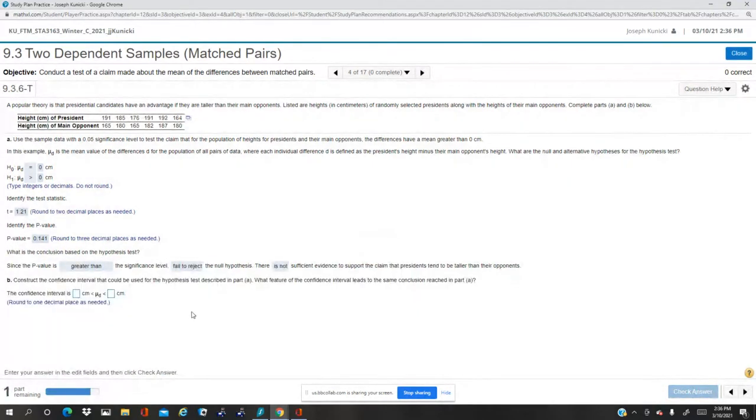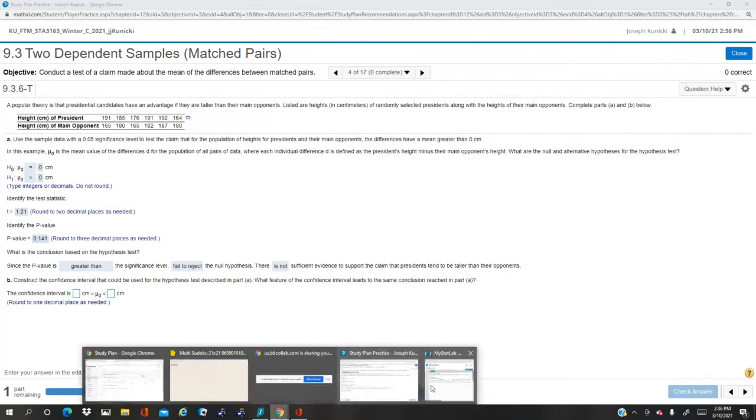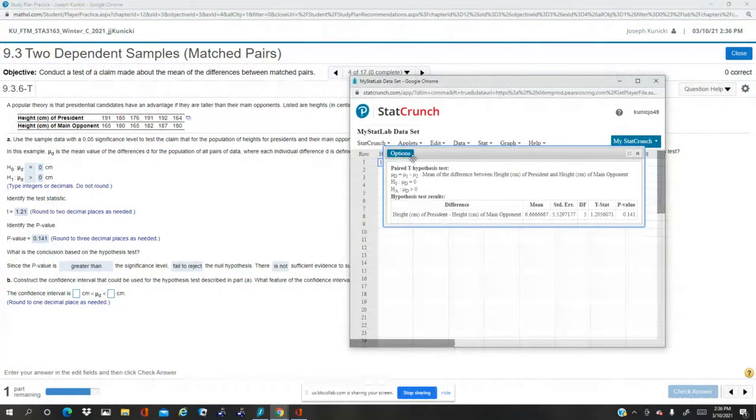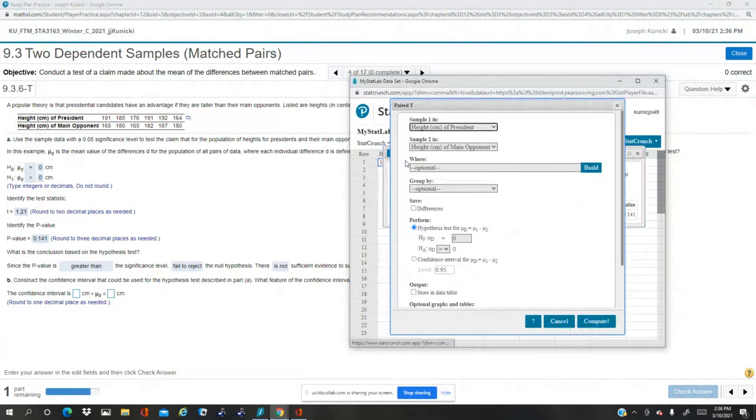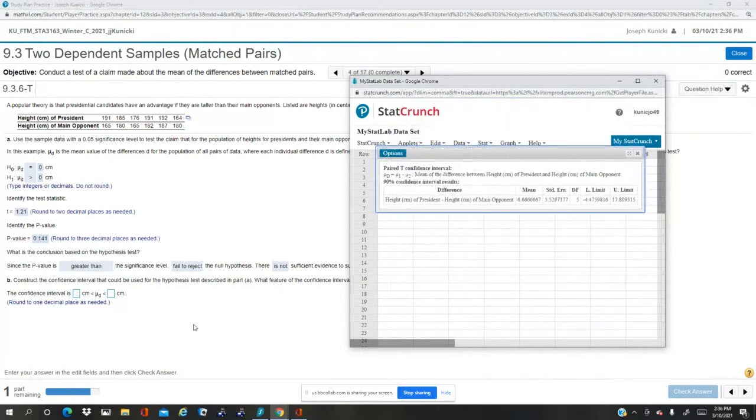And lastly, construct a confidence interval that would be used for the hypothesis test. Okay, so since we're putting 5% in the right, to even it up, we have to put 5% in the left. That means we have to make it a 90% confidence interval. So options, edit, just change it to a confidence interval. And it would be to 1 decimal place.